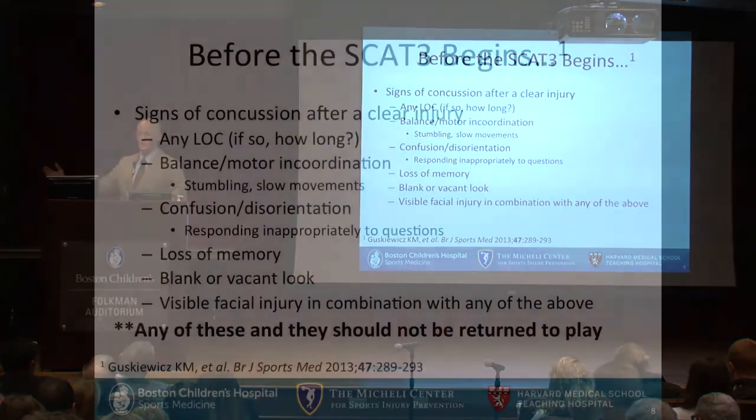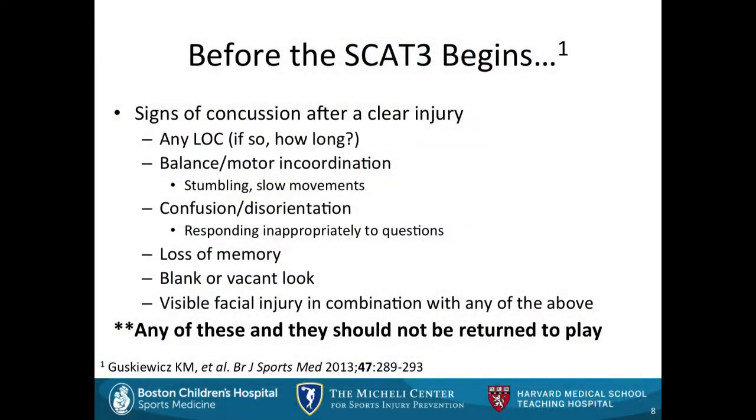Sometimes it's off the field, you didn't see that injury. Certainly you don't see everything at all times. Again, that helps. So any of these, if you look on that SCAT3, it says if you have any of these, they should not be returned to play. Any of these symptoms, and they should not be returned to play that day.